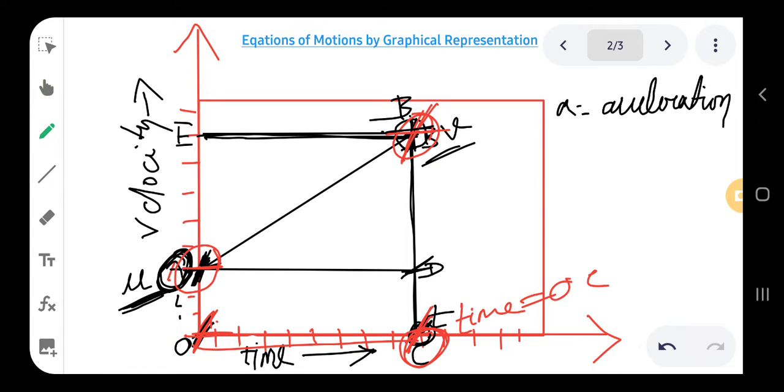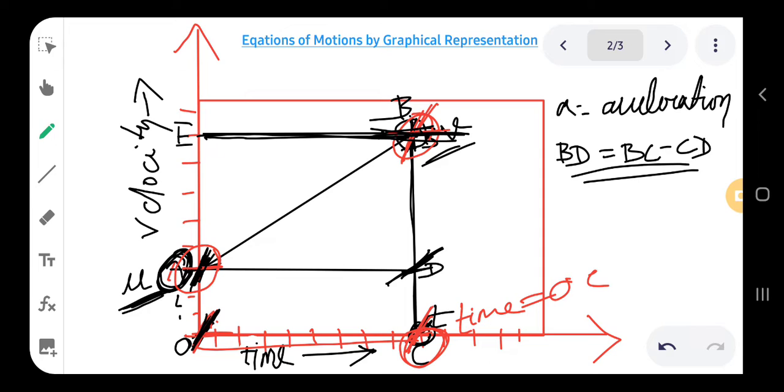So let me write it. BD is equal to BC minus CD. This then represents the change in velocity in time interval t. What is BD? BD shows us the change in velocity. From O to A our velocity was constant, from A to B it changed. So BD shows our change in velocity.